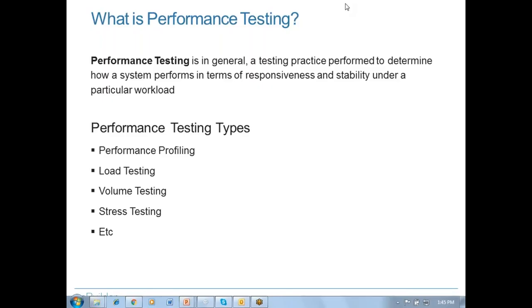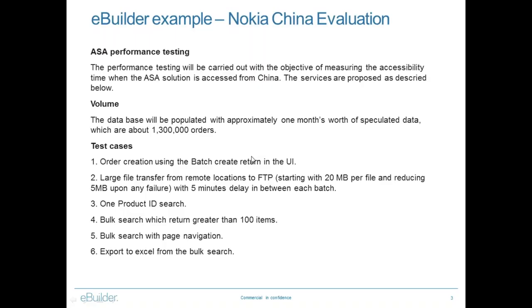So what I'm going to show you next is one of the examples, an example from our eBuilder history. Of course, as I said, we used to do performance tests within our products, within the release cycles. But the Nokia China evaluation was one of the performance tests that we explicitly did for the customer.